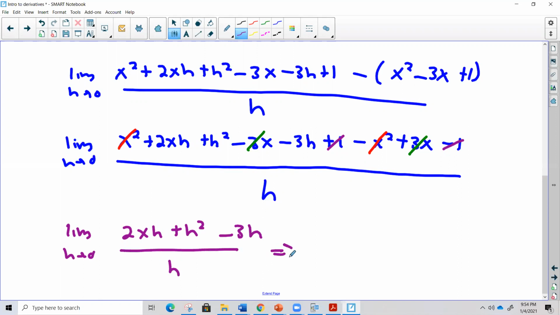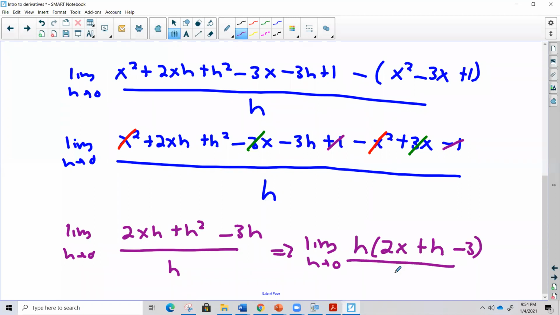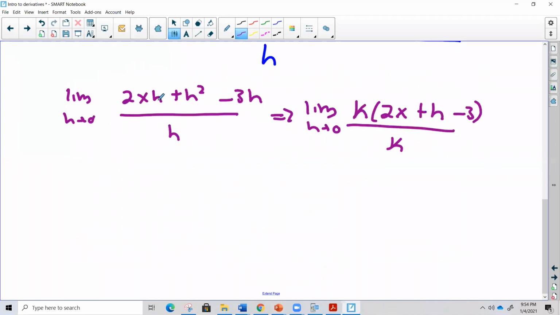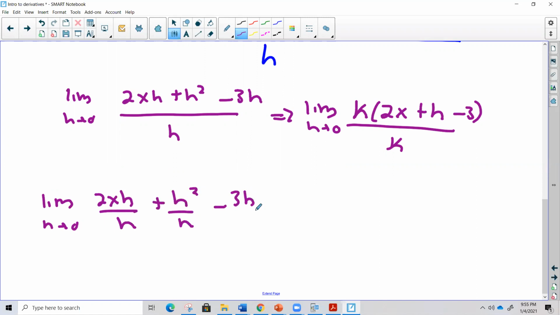And what that allows me to do is now I can factor out an h, because they all have an h in common. So I'm going to pull out an h, and I get a 2x plus h minus 3 all over h, and then the h's cancel. If you don't like that, the other way to write it is you're dividing each one of these by h. That's the other way to write it. Like these two steps are equivalent.